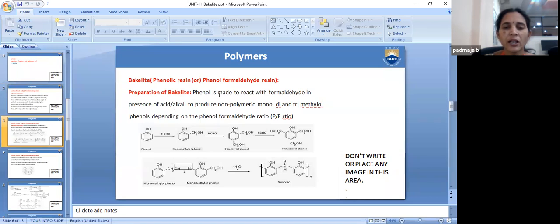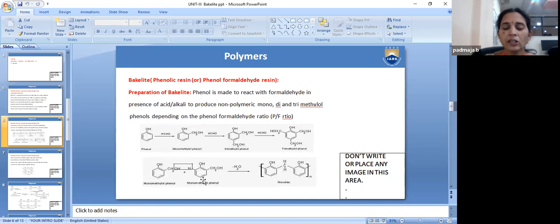When we are reacting phenol with formaldehyde in the presence of acid or alkali, what will we get? If you take a 1:1 ratio of phenol to formaldehyde, you get monomethylol phenol. If you take a 1:2 ratio, you will get dimethylol phenol. If you take a 1:3 ratio, you will get trimethylol phenol. But to prepare Bakelite, we are taking monomethylol phenols.